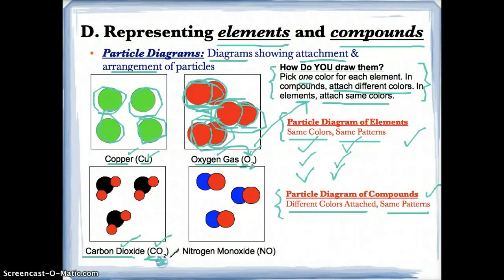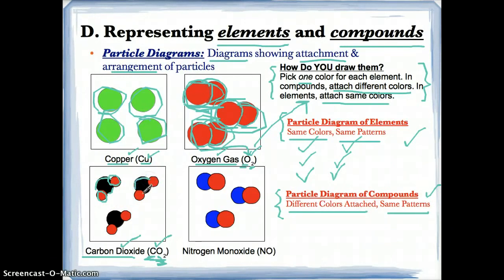So what I do is I'll represent carbon using black, like I did here, and I'll represent each oxygen using red, like I did on the sides. So I put one black carbon in the middle and two red oxygens on the sides, like so, right? So that's how I represented CO2. C is black, O is red. So I attached different colors, one black C and two red O's.